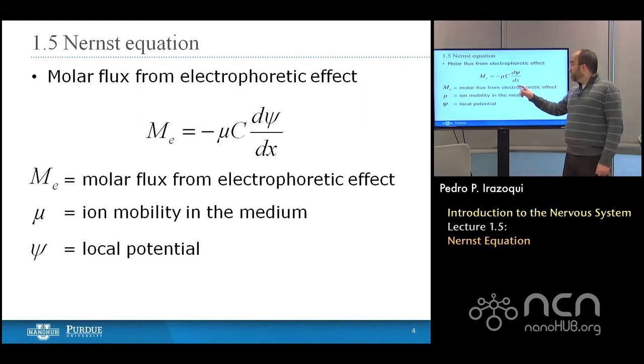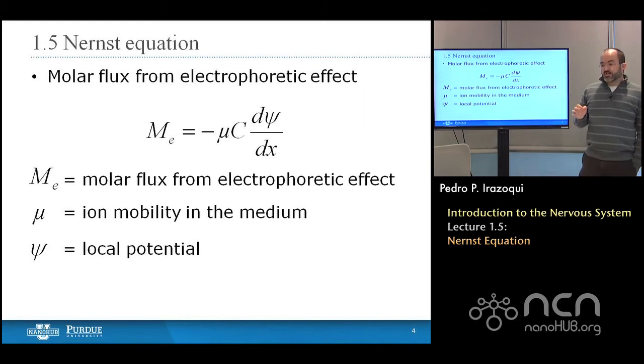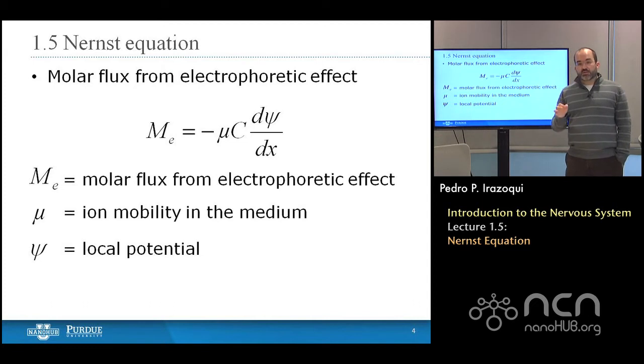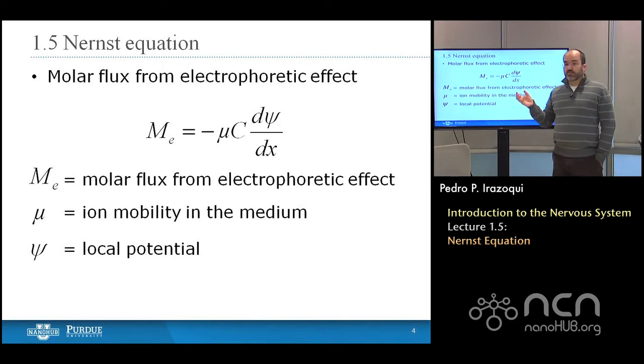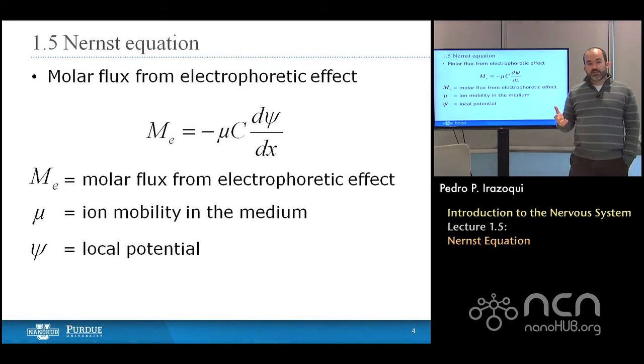And then finally, you have the mobility. The mobility is a constant like the diffusion constant, but it describes a different phenomenon. The mobility, mu, describes the ease with which those ions can move in a medium. So if the intracellular or extracellular fluid is more viscous, your mobility is going to be lower. If it's less viscous, your mobility is going to be higher. So it's proportional to the fluid dynamics of the material that those ions are in.